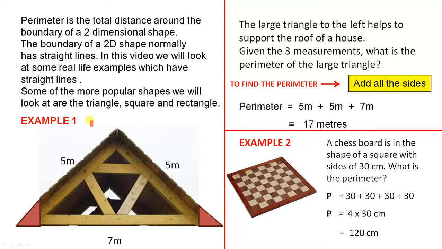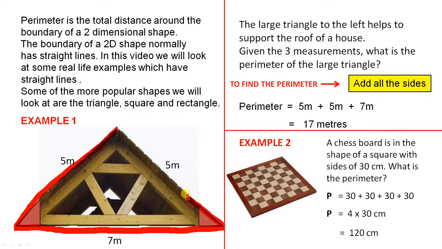So here's example 1. Have a look at this little figure here. The large triangle to the left helps us to support the roof of a house. Given the three measurements, what is the perimeter of the large triangle? In other words, we need this length here, from there all the way along there and all the way along there. So that is the distance around the outside.